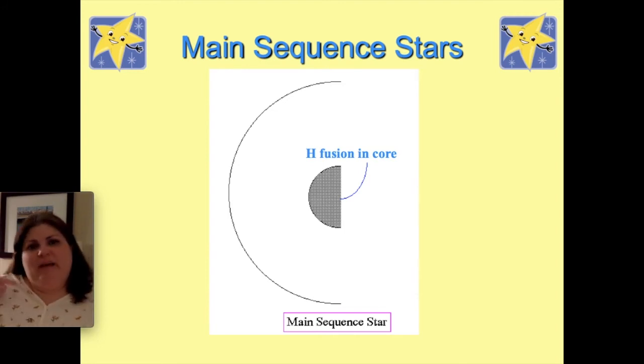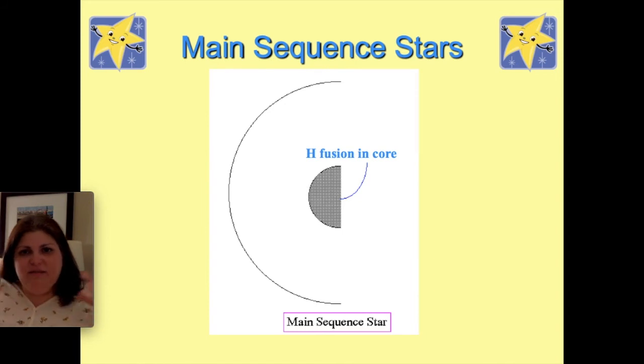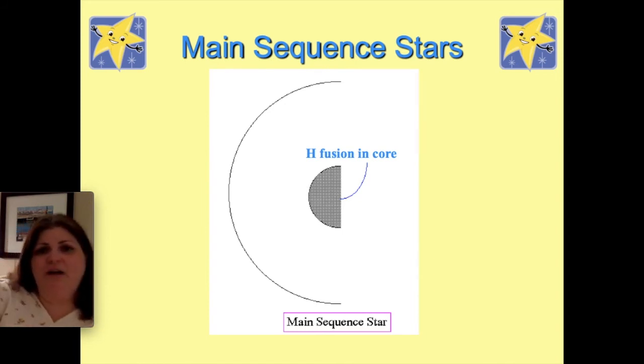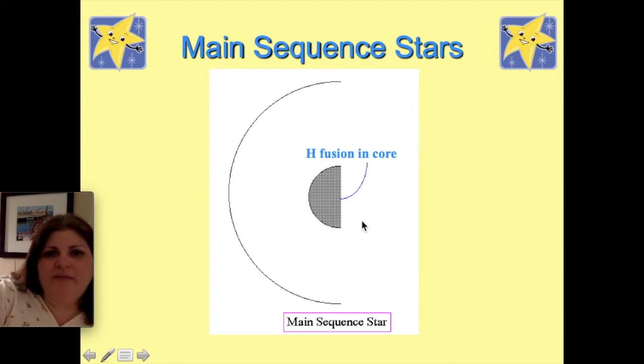The envelope would be like what the surface of the star would be. And the shell is the area around the core. And in a main sequence star, it's the core that is hot enough. Only in the center section is it hot enough to do fusion.